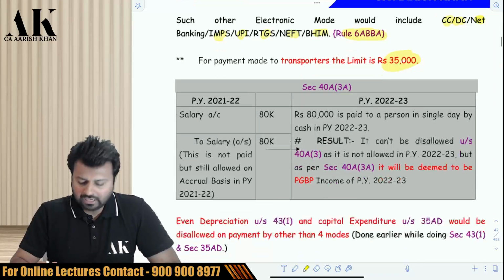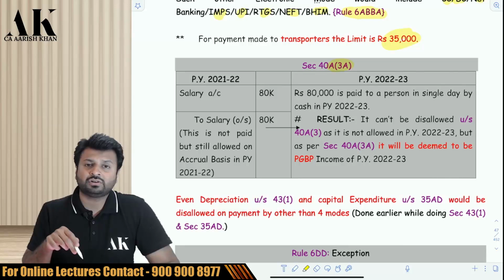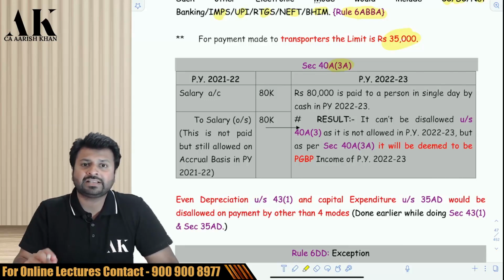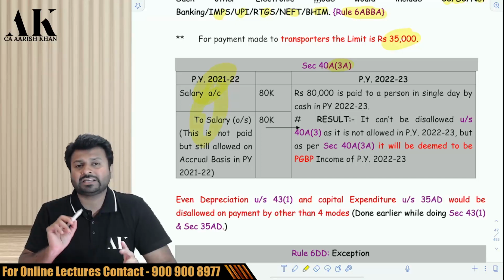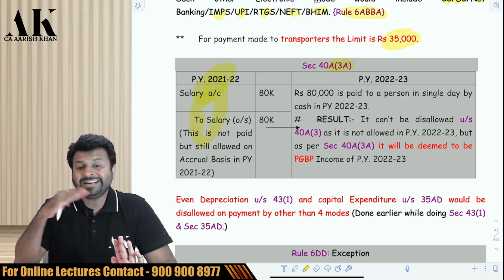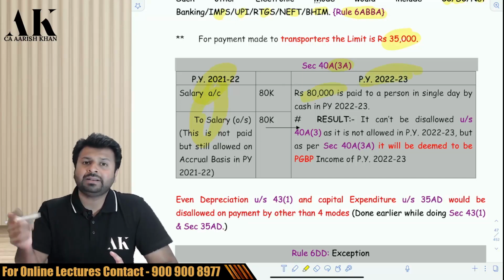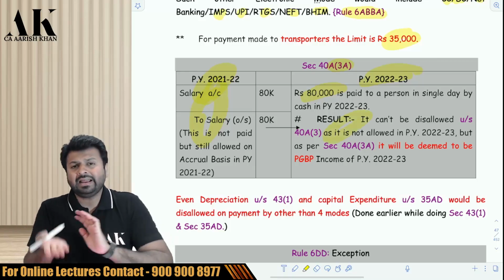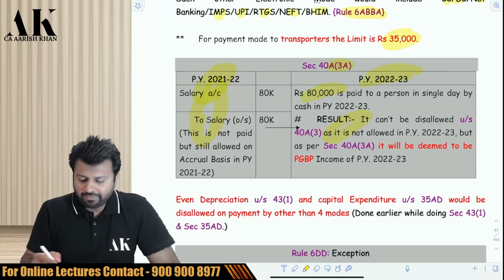Now, like 40A(3), a similar section is also there, 40A(3A). What does 40A(3A) have to say? Let us try to understand. Suppose in the previous year I am booking, accruing an expenditure, salary, as outstanding salary. And in the next year, I make the payment of that salary in cash. What will happen in the next year? It will be added back to the income and treated as deemed income of the next year.